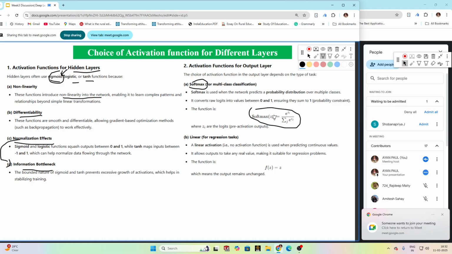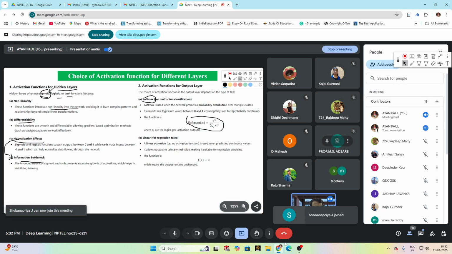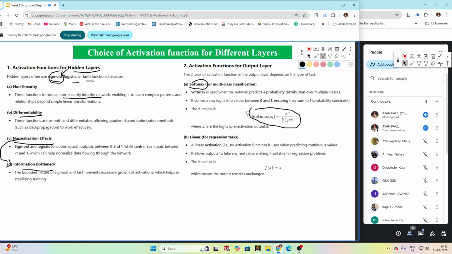Softmax of a particular class will be e to the power z_i, where i is the ith class, divided by the sum over j from 1 to n of e to the power z_j. So that is the formula of the softmax function.